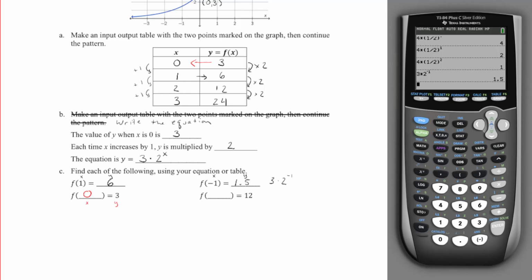Similarly, if we want to say f of what is 12, we're looking for the value of x when y is 12. We find y is 12 in the table, and we see that when y is 12, x is 2. So f of 2 is 12. So working from a graph and a table, we can come up with an equation, and we can also do the usual function stuff. Okay, so let's take these exponential relationships and actually apply them to something again.